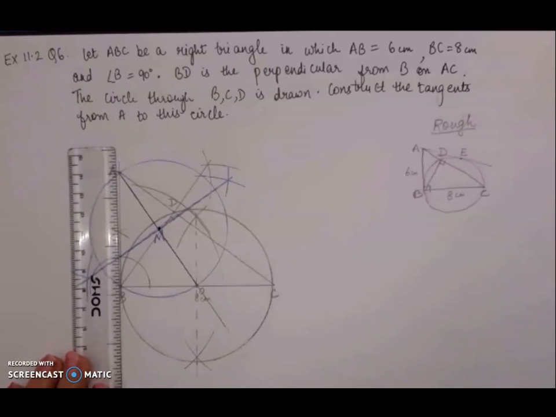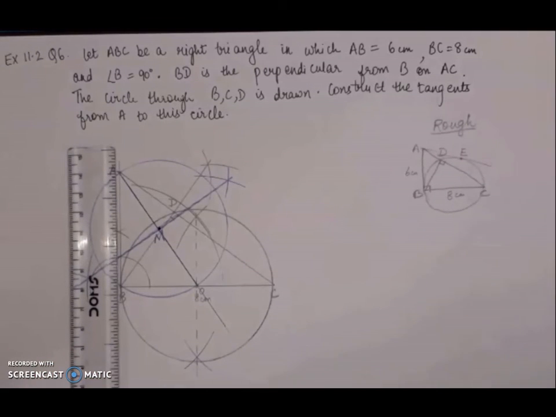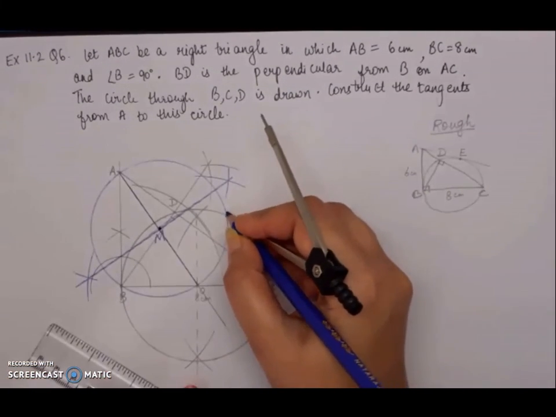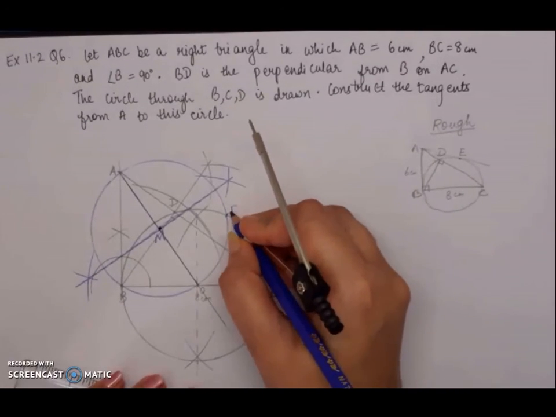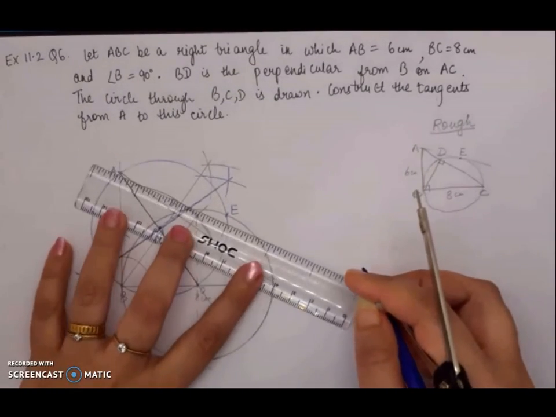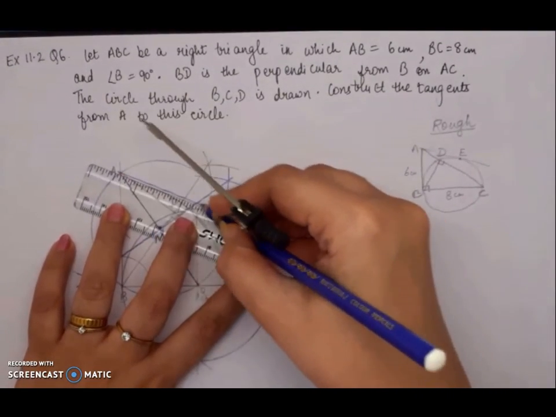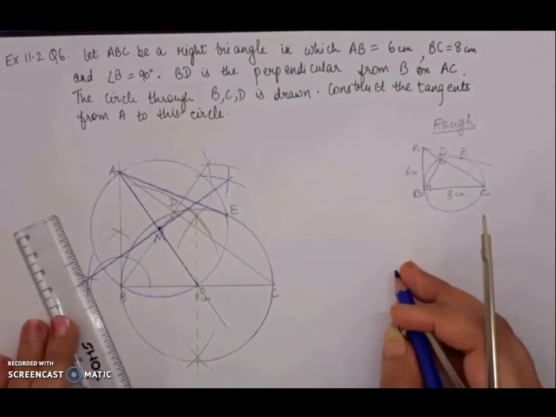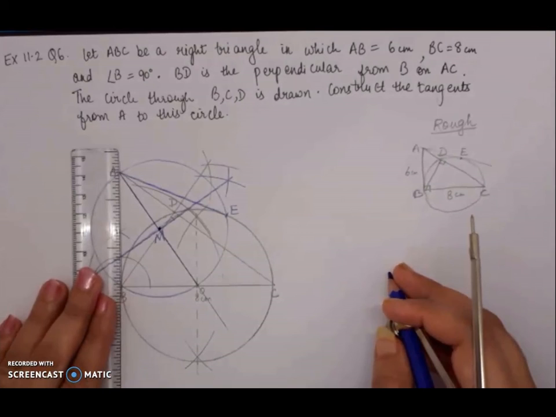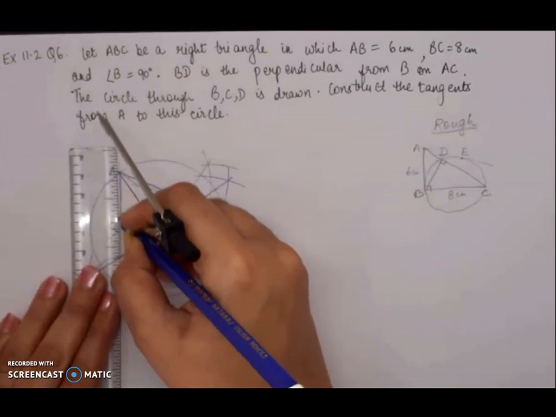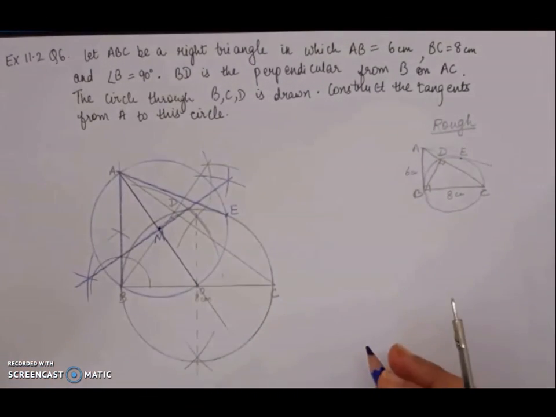And also because angle B is 90 degrees, we know that AB and BO are perpendicular to each other. That is, radius and tangent are perpendicular to each other. For the second one, we will mark the point of intersection as E and join AE. So AE will be one tangent and AB, that is side of the triangle, will be the other tangent to this circle. So therefore, AB and AE are the required tangents.